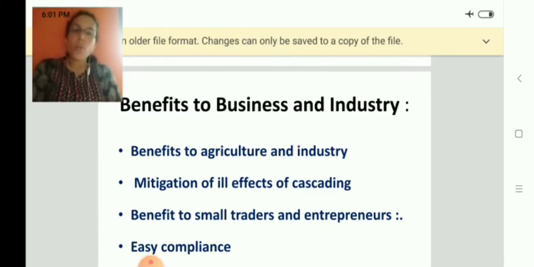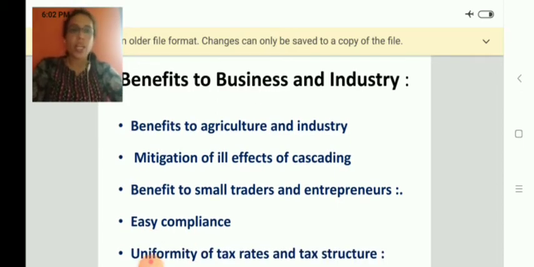Now let us see what are the benefits to business and industry. First one, benefits to agriculture and industry. When the business is able to have an automated system of payment of taxes, as well as the benefit of input tax credit, automatically it will be beneficial to the industry as well as to the agriculture sector.